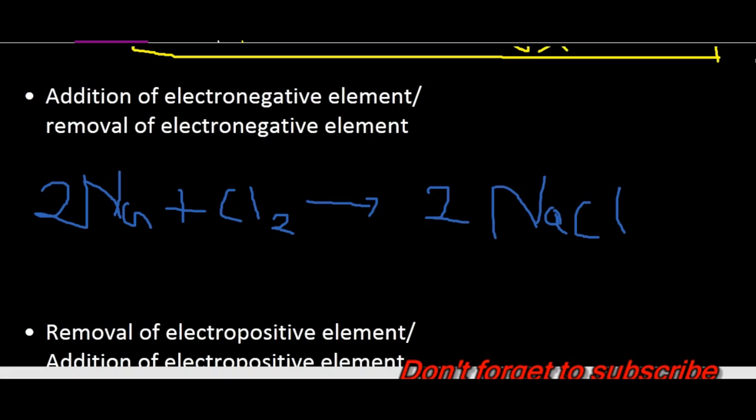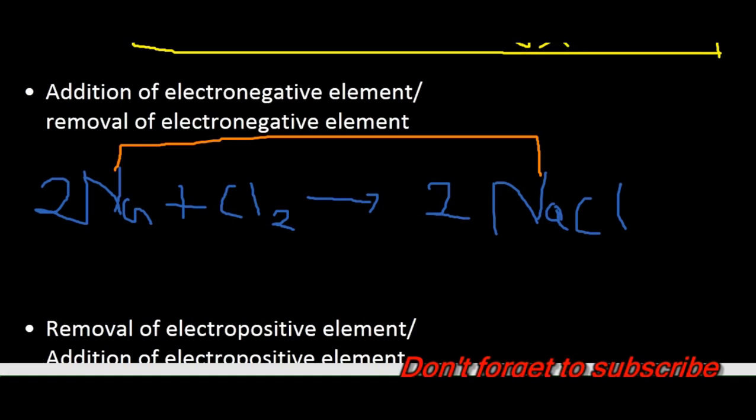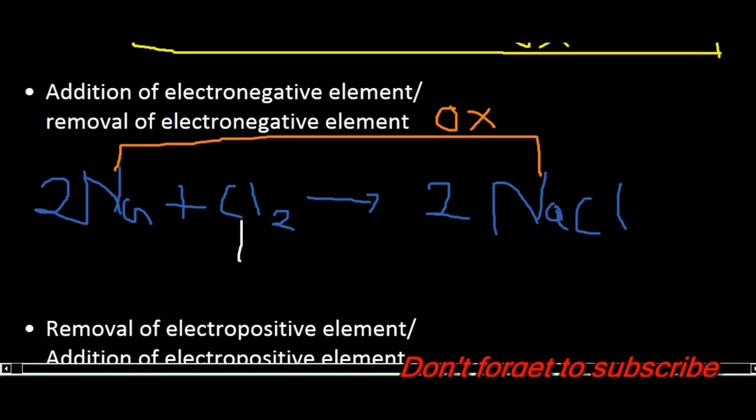Now, to determine the oxidation process in this equation, note sodium here, initially Na here, was without chlorine. Don't forget, I said addition of electronegative element. Chlorine, which is an electronegative element, has been added to sodium at this other side of the equation to yield sodium chloride. So automatically this right here is the oxidation, and this at the bottom is the reduction.